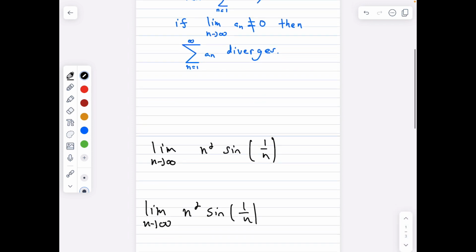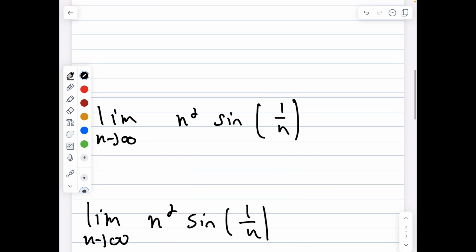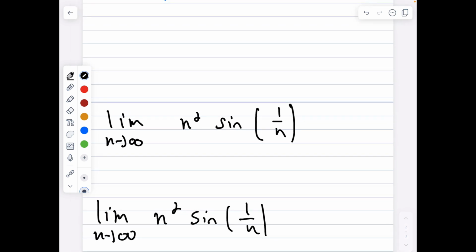So I'm going to take the limit as n goes to infinity of n squared sine of 1 over n. Now, when n goes to infinity, n squared goes to infinity. The sine of the quantity 1 over n goes to 0, because 1 over n goes to 0 on the inside, and the sine of 0 is 0. So it's got the form of infinity times 0, which is an indeterminate form.